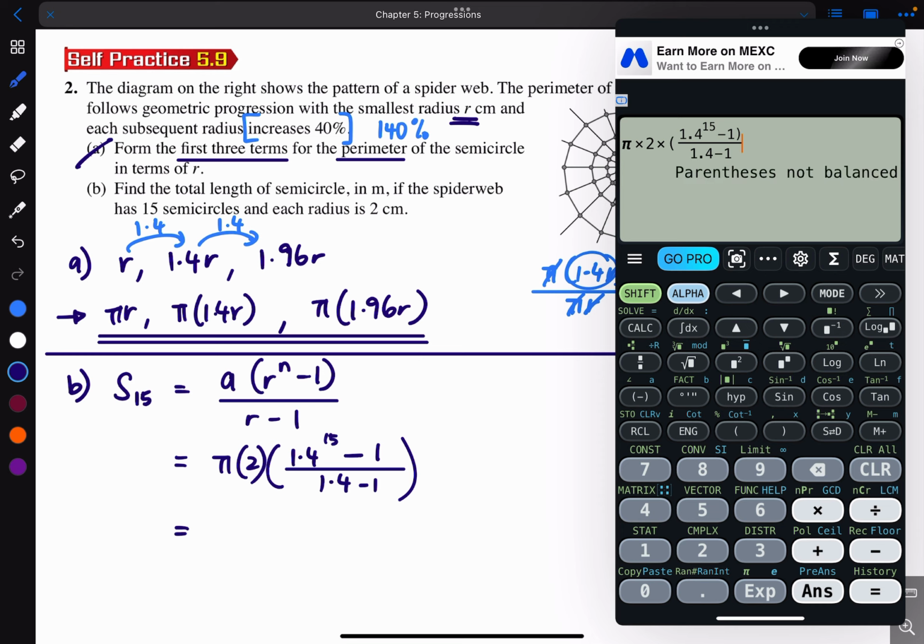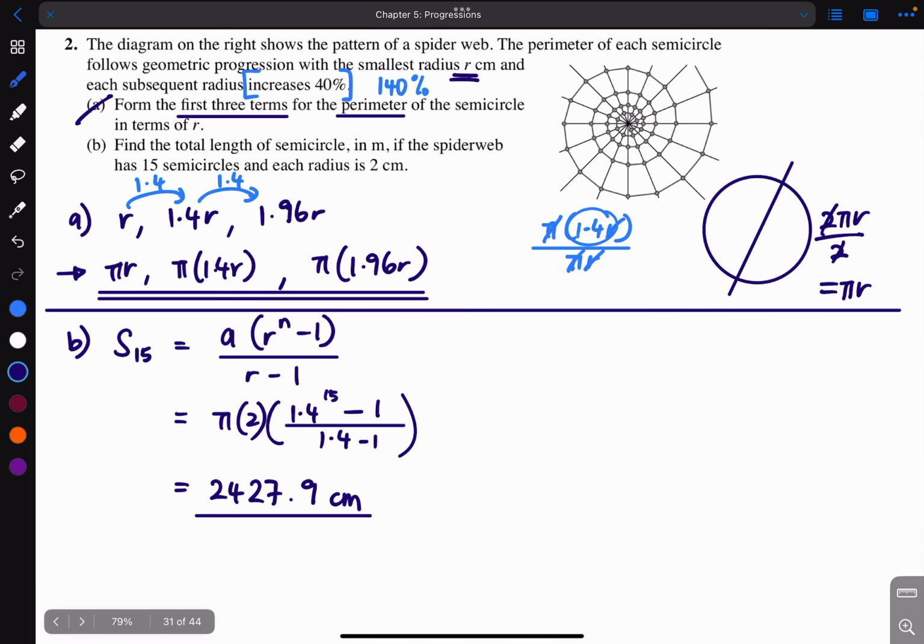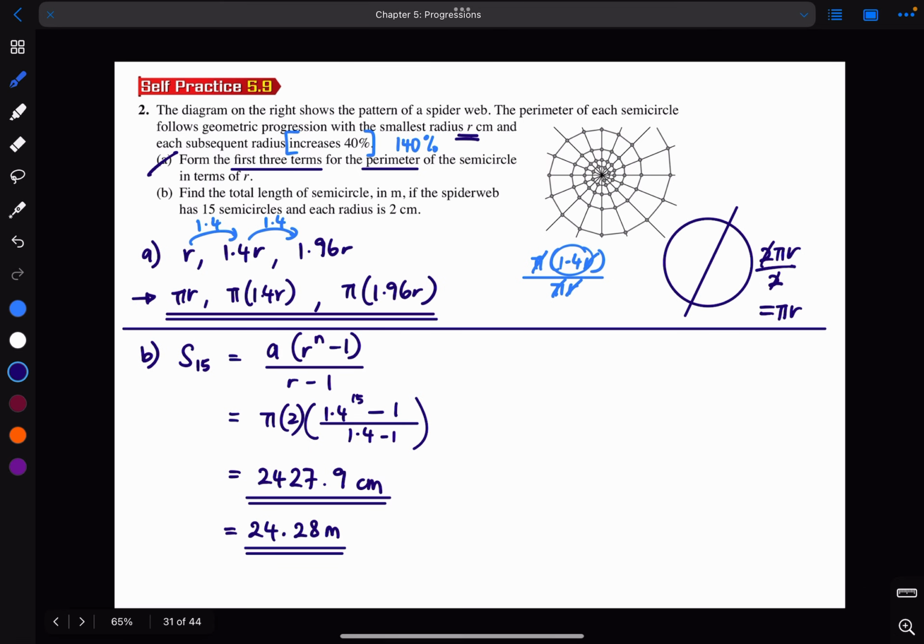Oops, parenthesis not balanced. Oh, okay, we have one extra here. Okay, so the answer is 2427.9 cm. This will be our total length. If you want to convert this to meters also can. So you can say 24.28 meters. Done. Or you can leave it as centimeters also, no problem. Anything will do lah. That's it. Done.